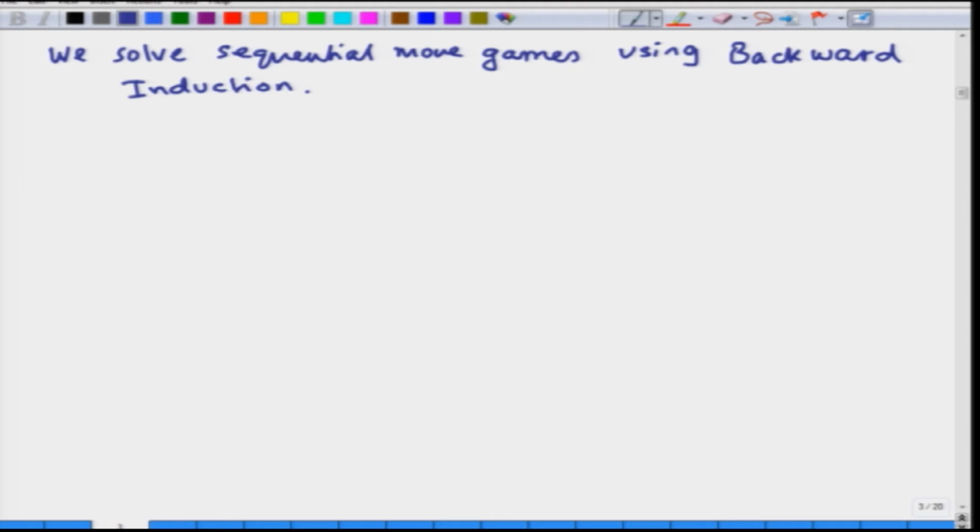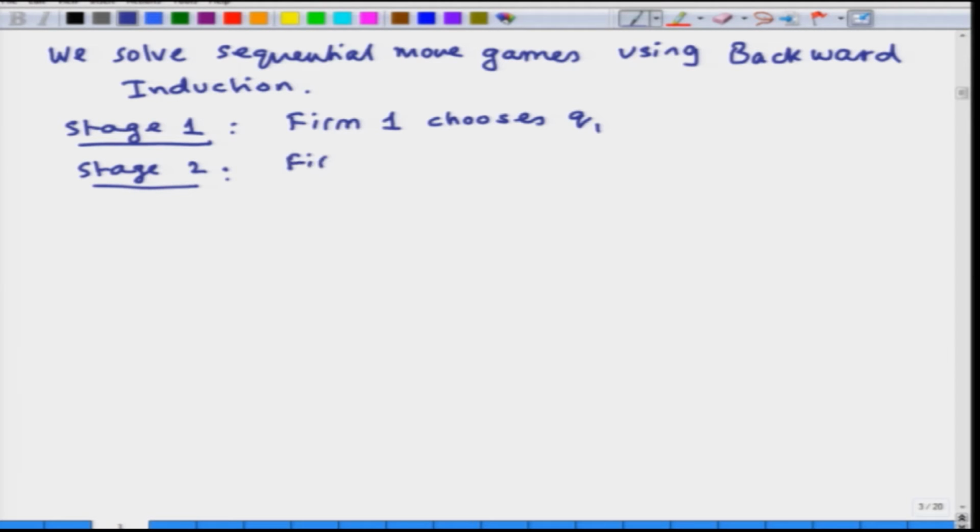Okay. So, let us be very specific with the depiction of the game. In stage 1, firm 1 chooses Q1. In stage 2, firm 2 chooses Q2. So, firm 1 chooses Q1, firm 2 observes it, and in stage 2, firm 2 is going to choose Q2.